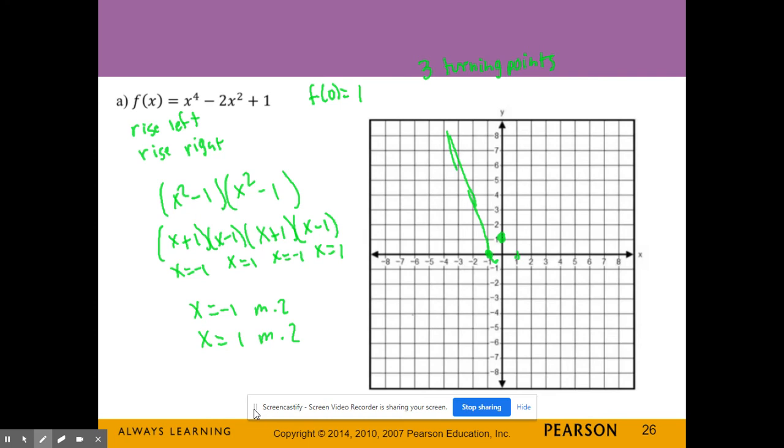I want to make it clear that I am touching and turning around and not passing through. So we pass through, we touch here, we come back down, we touch and turn around, and then it ends up heading back up. Again, our end behavior is rising on the left and the right.